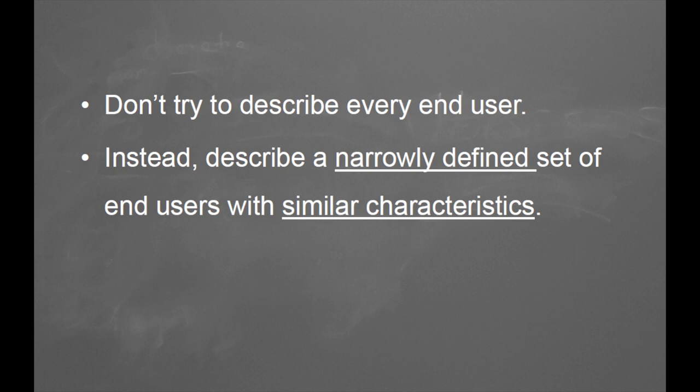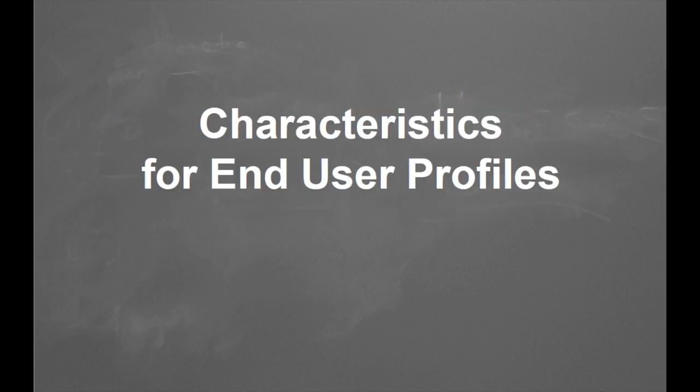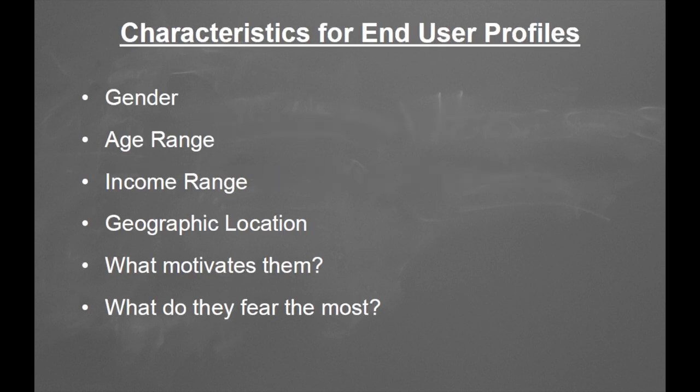When we look at building the end user profile, we'll look for many different characteristics, but some of the general ones that we'll start with, and you have to think whether these are applicable to your environment, are gender. Are they male, female? How old are they? Saying they're 18 to 55 is way too broad, but we might say 18 to 24. What income range are they? Where are they located? What motivates them the most? What do they fear the most? This is very, very important.